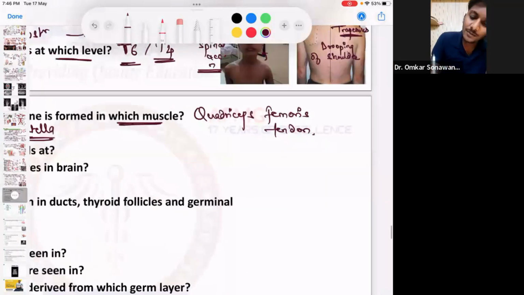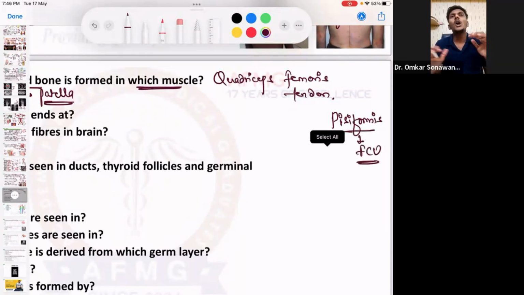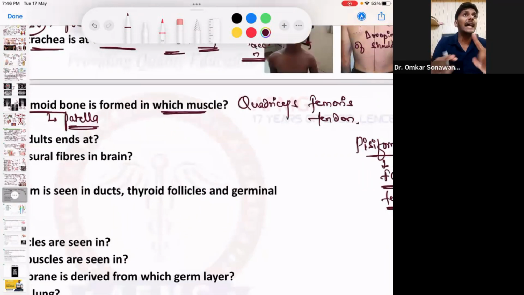Tell me about the pisiformis also. Pisiformis is ossified in which tendon? The flexor carpi ulnaris tendon. Okay, no issues with this. No, quadriceps femoris is a different muscle. Hamstrings are a different muscle. Both are muscles of the anterior and posterior compartments. Hamstring is the posterior compartment muscle, and quadriceps femoris is the anterior compartment muscle. Remember this.